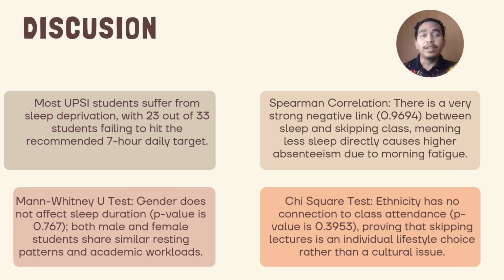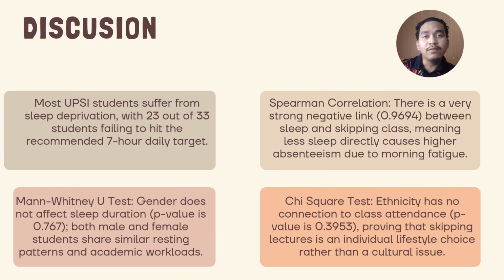Based on our findings, most OPC students do not achieve the recommended 7 hours of sleep per night. In the sign test, 33 out of 33 non-type students slept less than the recommended duration, indicating that sleep deprivation is common among OPC students. Next, the Spearman correlation shows a strong negative relationship between sleep hours and class attendance. This means that students who sleep fewer hours are more likely to have poor class attendance.